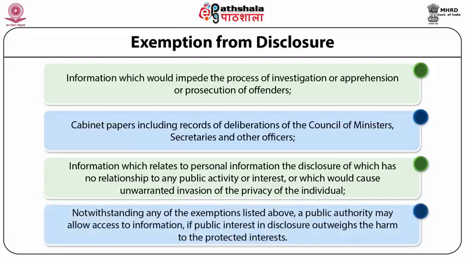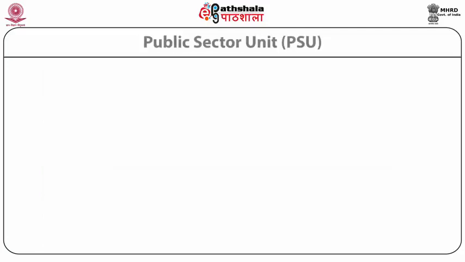Notwithstanding any of the exemptions listed and discussed above, a public authority may allow access to information if the public interest in disclosure outweighs the harm to the protected interests.